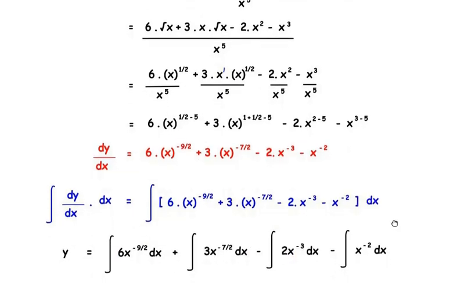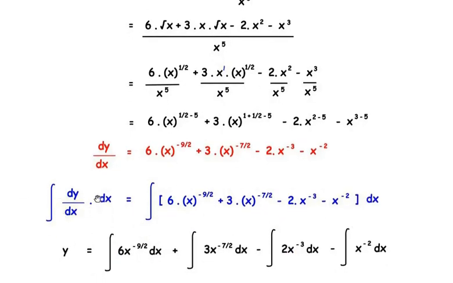Now in the next step, integration of dy by dx with respect to dx gives us y is equal to, now we have distributed this integration to each term of this expression. So here we get integration of 6 times x to the power of minus 9 over 2 dx plus integration of 3 times x to the power of negative 7 over 2 dx minus integration of 2 times x to the power of minus 3 dx minus integration of x to the power of minus 2 dx. Now again we are going to use the power rule of integration as I had explained in the first question.